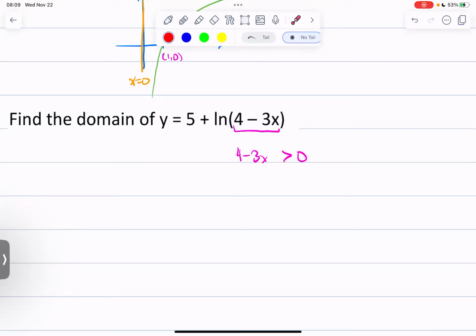Now for me, I like to take this, and there's lots of different ways that you can approach it, and hopefully you'll end up in the same spot. But I like to solve for where 4 minus 3x equals 0. And then I use little test values to figure out where it is greater than 0.